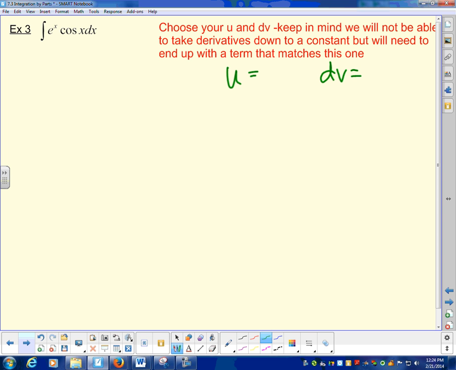We would have gone through a couple iterations and then realized, wait. The goal here, you might want to think about this a little bit before you guess. We're going to choose our u and our dv, keeping in mind we will not be able to take the derivatives down to a constant like we could before with the polynomial. But we will need to end up with a term that matches this one. I'm not going to tell you why yet. I'll show you the algebra behind it. But we need to end up with a term that matches this one eventually.